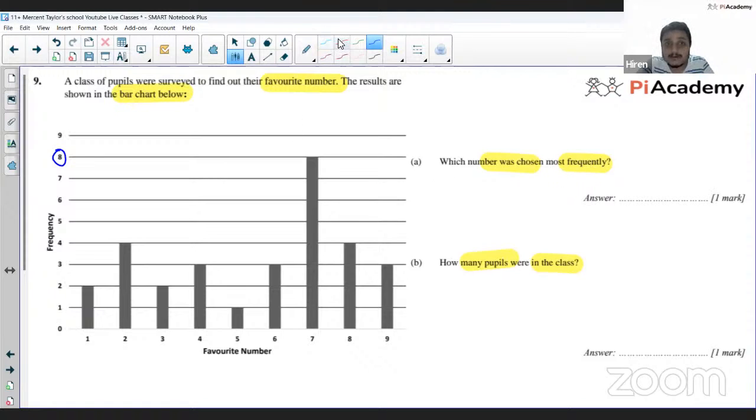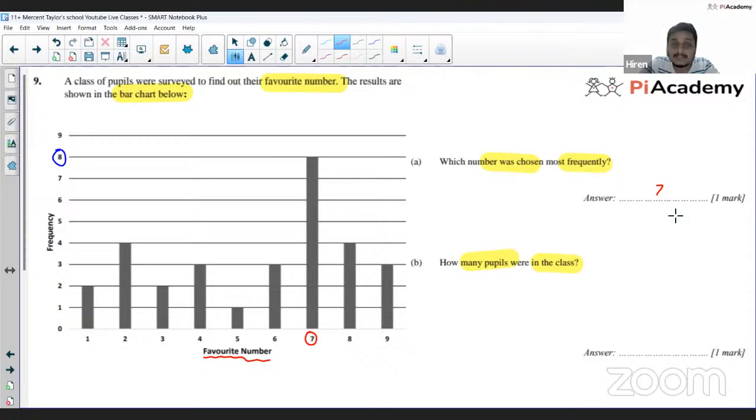Okay, so they are asking about the number. So make sure you are not going to make any mistake, because this axis is representing the favorite number, right? So your answer must be 7, not 8. 8 people like that number, but which number? The number is 7. Getting me? So don't get confused here.